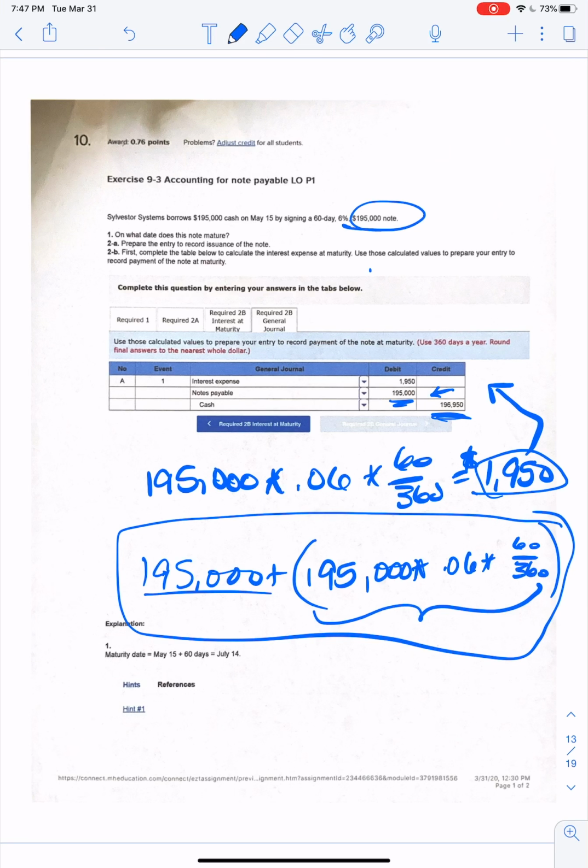So a debit to interest expense, which goes on the income statement. A debit to notes payable, which reduces that liability on the balance sheet. And a credit to cash, which reduces the asset on the balance sheet. And that's all there is to this question. So that takes us through number 10 on the homework.